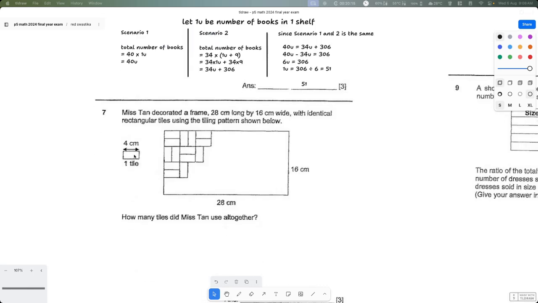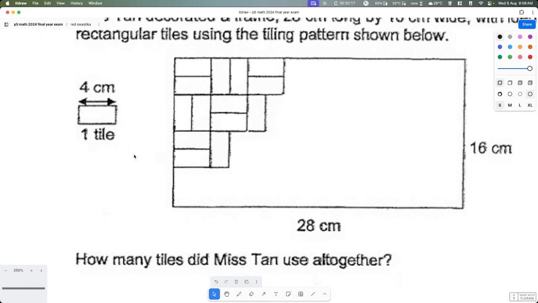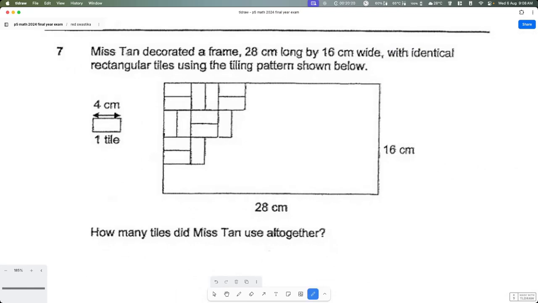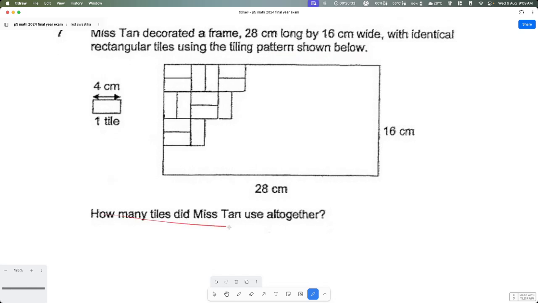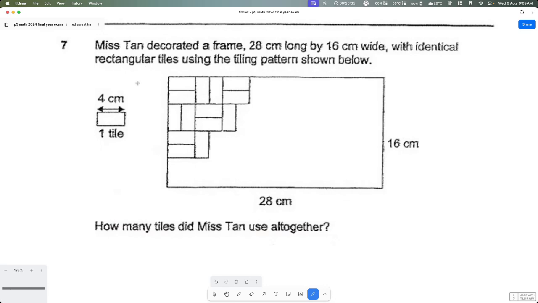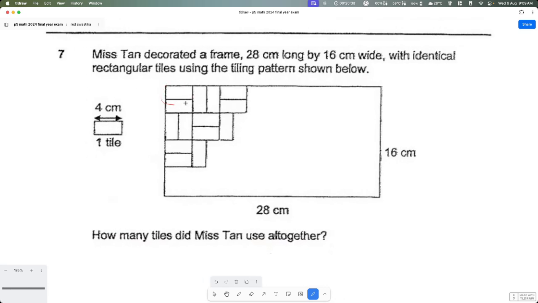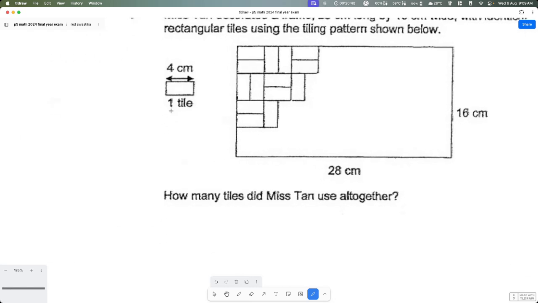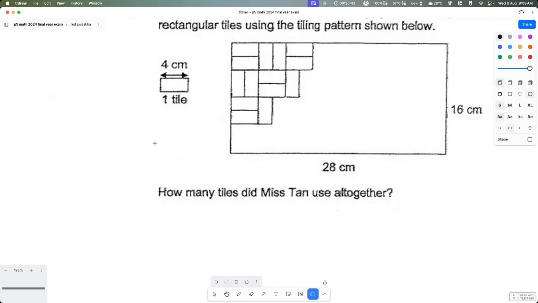Question number 7. Let's zoom this in. It says here, Miss Tan decorated a frame 28 centimeters long by 16 centimeters wide with identical rectangular tiles using the tiling pattern shown below. How many tiles did Miss Tan use? So if I were to create this tile over here, we know that we got one. I'm gonna draw exactly. Very accurate. Okay, so we have one.